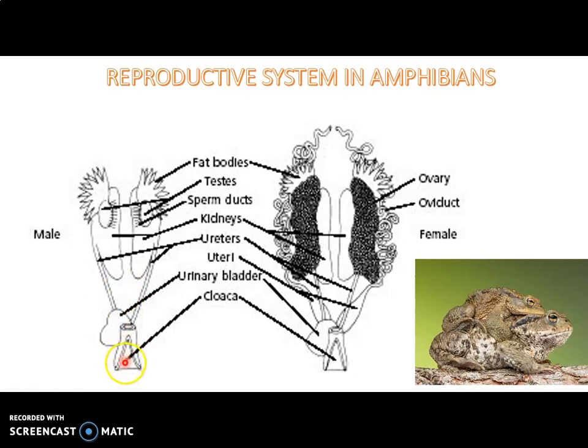Wherever the female lays the eggs, the male, when it climbs on the female, releases the sperms directly onto the eggs where the female lays them. Now, if you look at the female reproductive system, you see that it also has two ovaries. Remember, ovaries are responsible for production of eggs. The ovary discharges eggs into the body cavity.